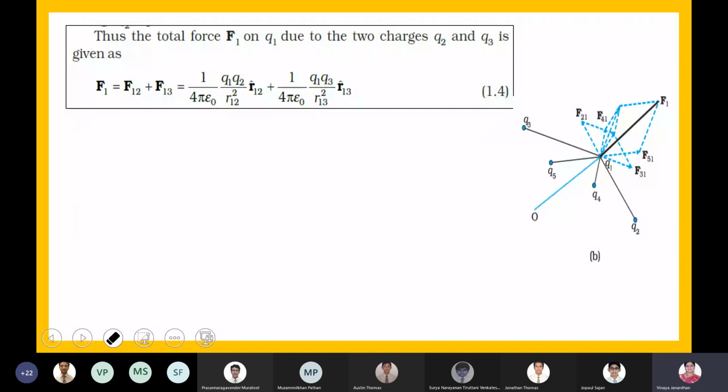Once you complete this, boys, we'll go for the next one. I thought I could solve the numerical today, but I'm unable to solve it. Boys, be a bit fast in writing. Shall I go for the next one? Yes, ma'am, we can go to the next one.